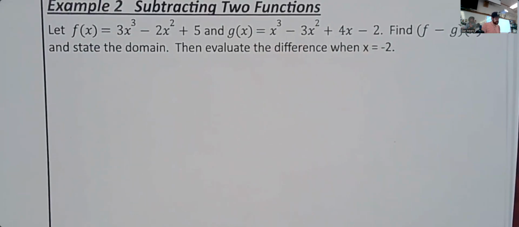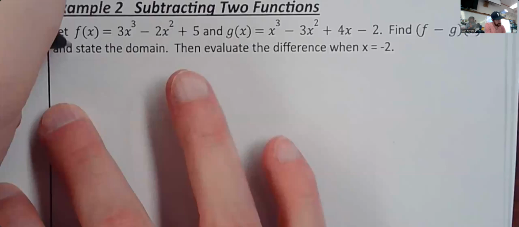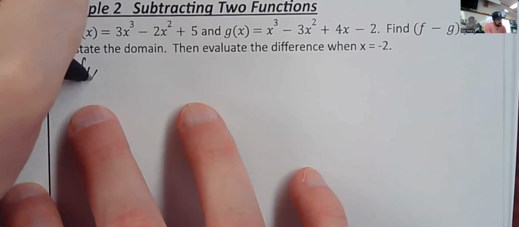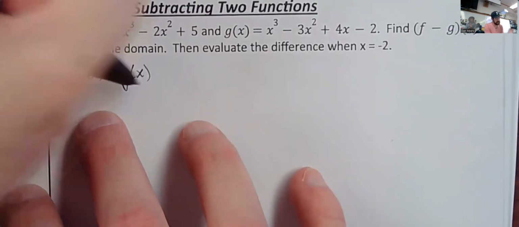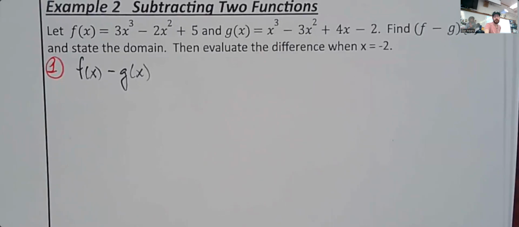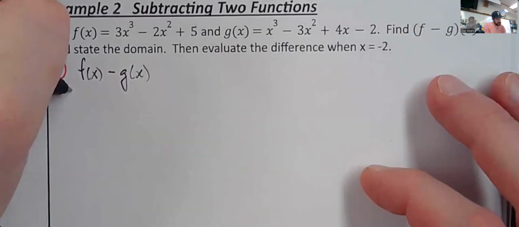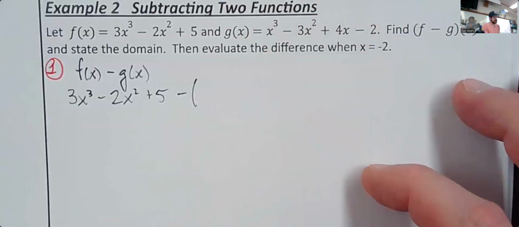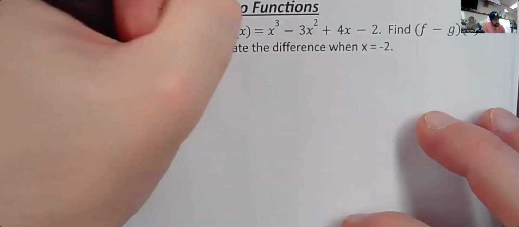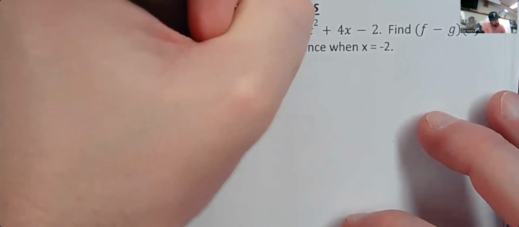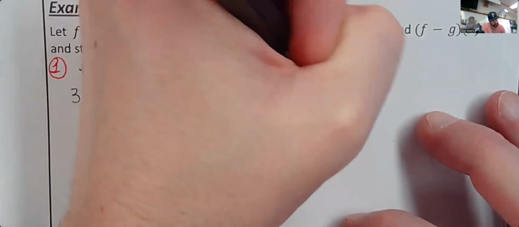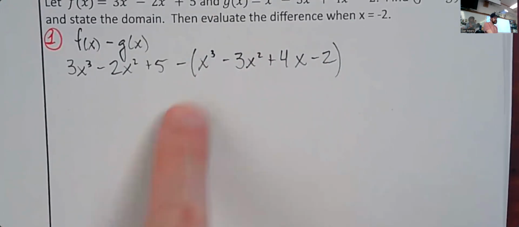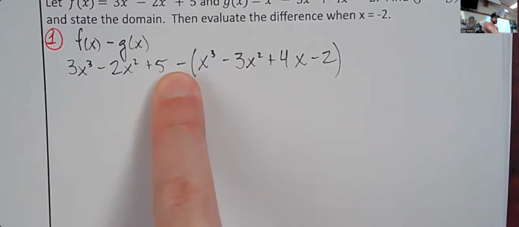So our first step is going to be f of x minus g of x, which will look like 3x cubed minus 2x squared plus 5 minus the second function, all in parentheses, x cubed minus 3x squared plus 4x minus 2. You can write out the next step having this distributed. I'm not going to do that. I'm just going to make sure I apply the negative to everything inside of here.